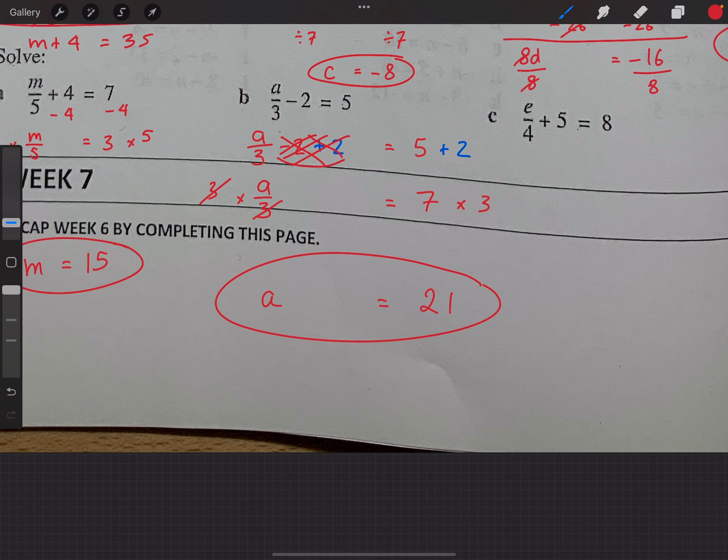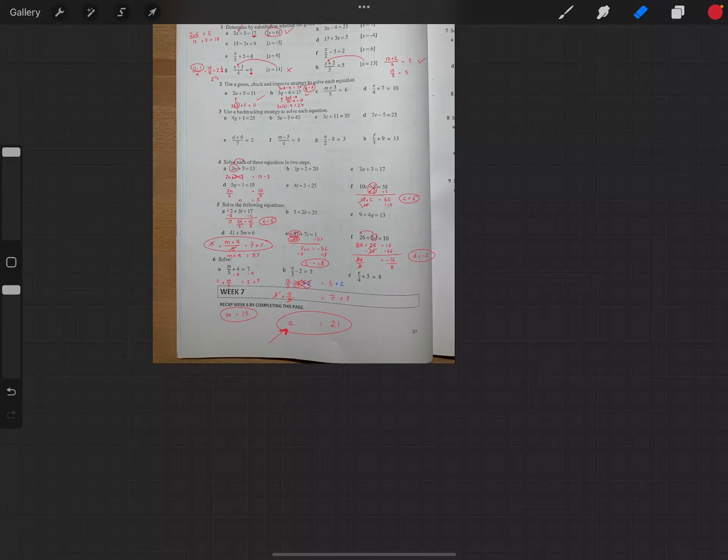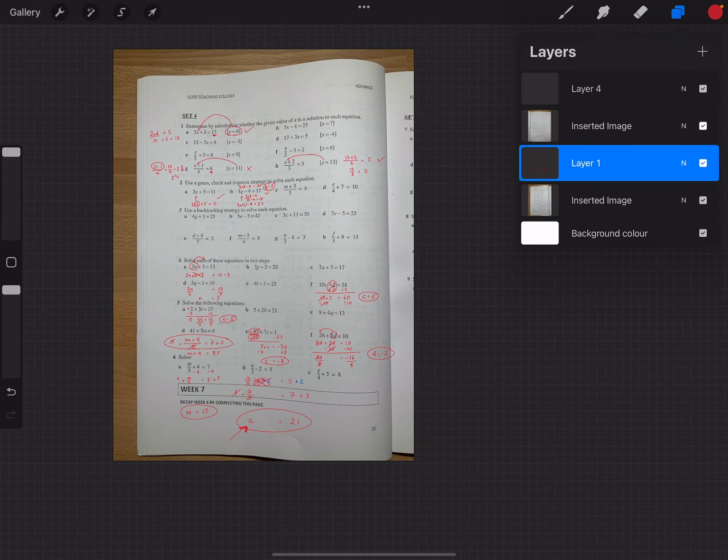See, this is how you solve an equation. You want to isolate the pronumeral. This is the pronumeral. The pronumeral means the letter. You want to isolate it, so make it by itself. You want to make it so that the pronumeral is on one side and it's equal to a number on the other side. That's how you do it. Alright, you should be able to do the rest of that page. I'm going to go to the next page.